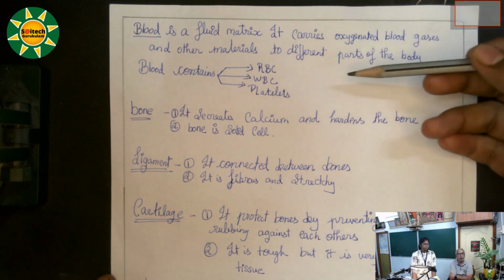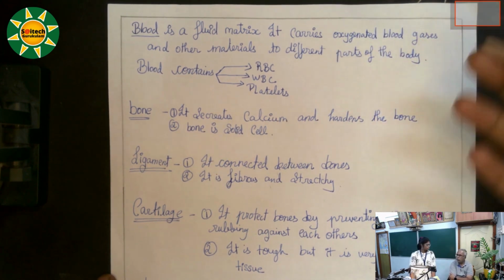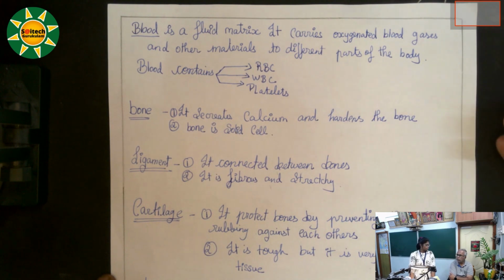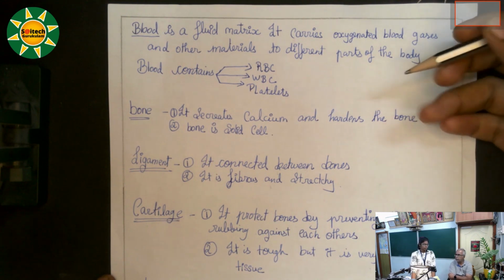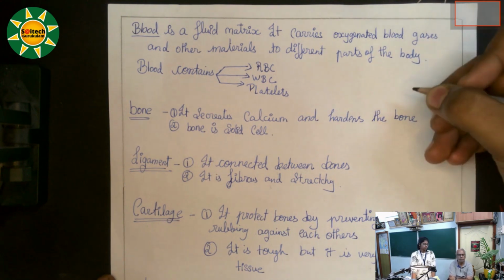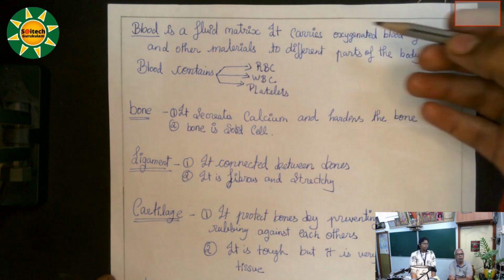What do you mean by fluid matrix? Blood flows in one direction to different parts of the body. It means it is moving. Fluid means moving, flowing. It's a liquid, and that's why it's called fluid matrix. It means there is a continuity, carrying other types of materials to different parts of the body.